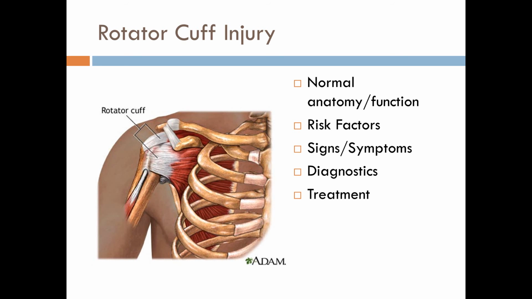Signs and symptoms is weakness to the joint. A lot of people say that they can't lift their arm up above their shoulder. Once they lift it above their shoulder, it's weak and there's no strength. So weakness, pain, decreased range of motion. There can be severe pain when the arm is abducted between 60 and 120 degrees.